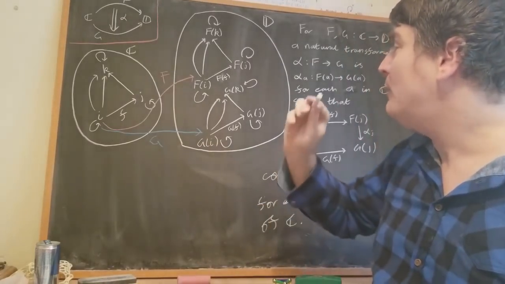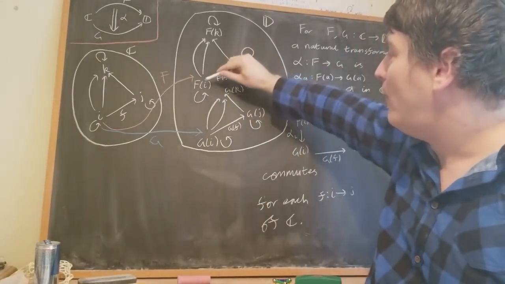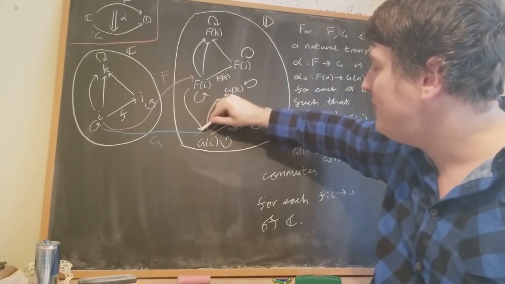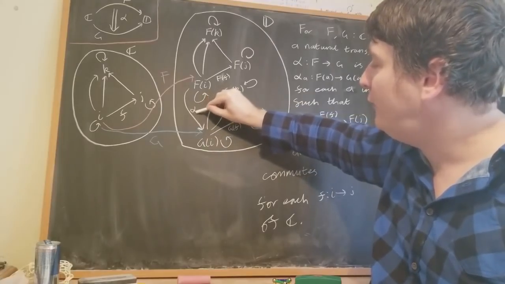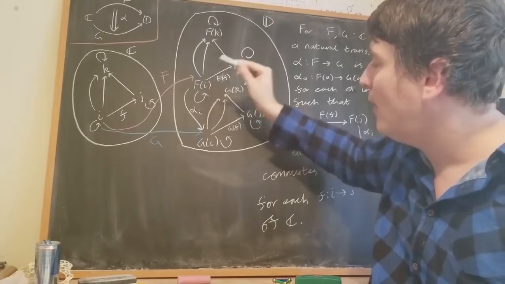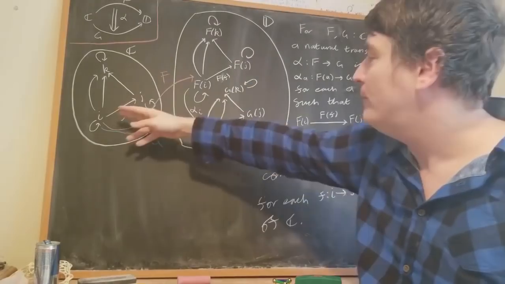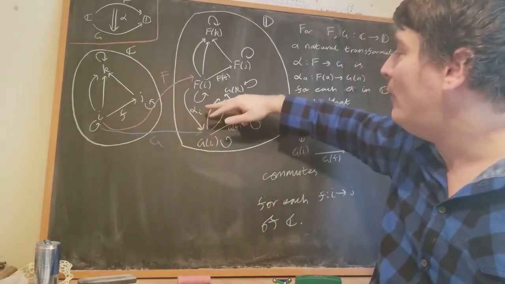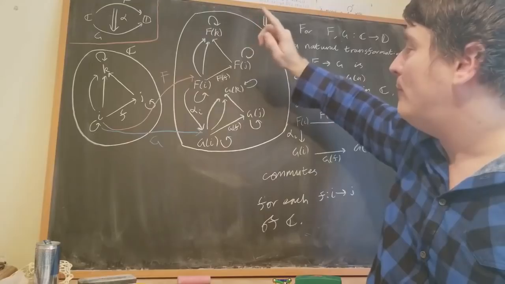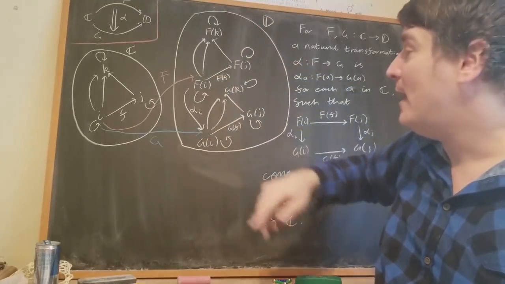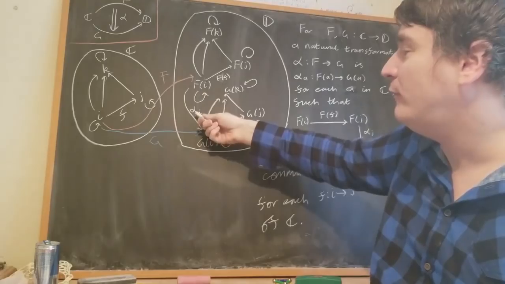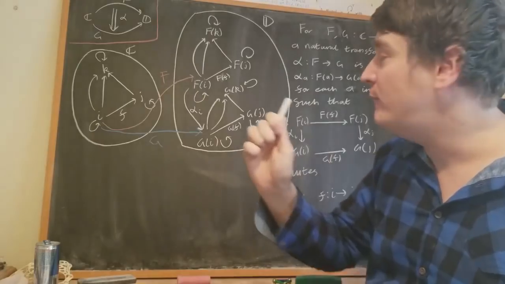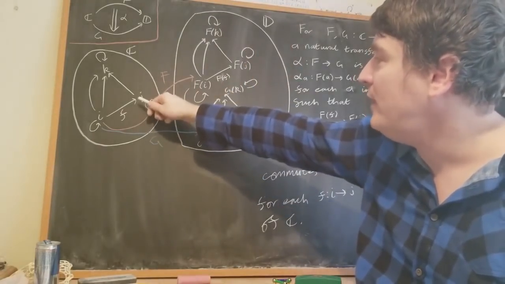And we want there to be an arrow from where it got sent to under F to where it got sent to under G. And that's going to be the so-called ith component of the natural transformation. So for every object I in our source category, we want there to be an arrow alpha I from F of I to G of I. So that will be the ith component of the natural transformation. And we're going to have one component of the natural transformation for every object in this category C.